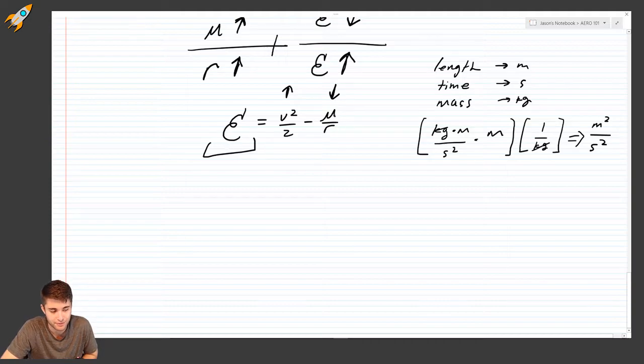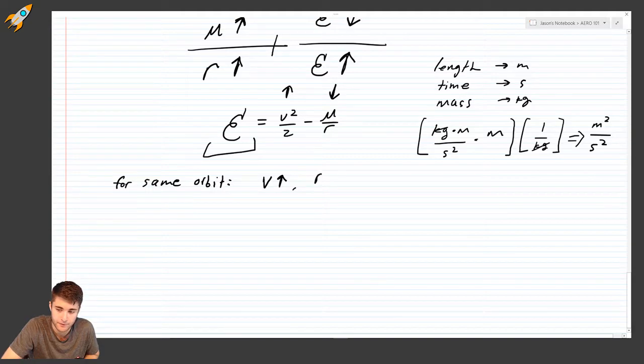And we know that the gravitational parameter of every body is constant. So if velocity goes up, the only way for this value to go more negative is to decrease radius, which increases this value, which makes you subtract by a larger amount. So basically, for the same orbit, when velocity goes up, position goes down. And when velocity goes down, position is up.